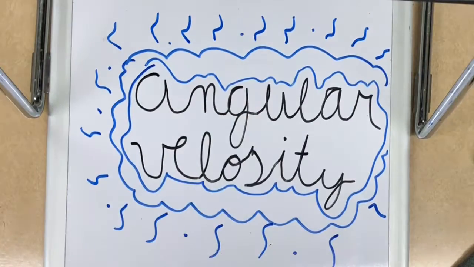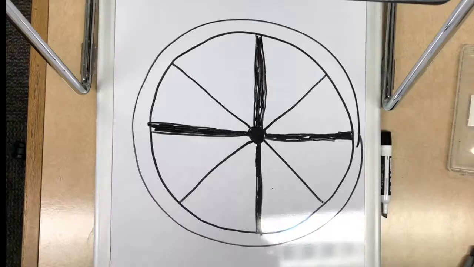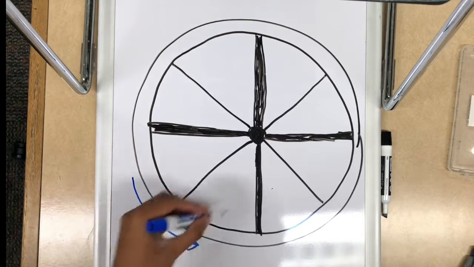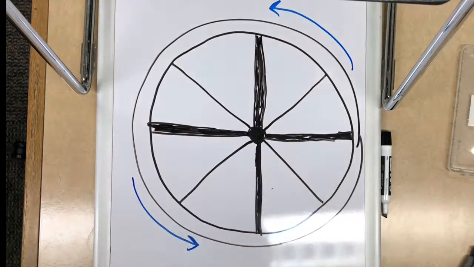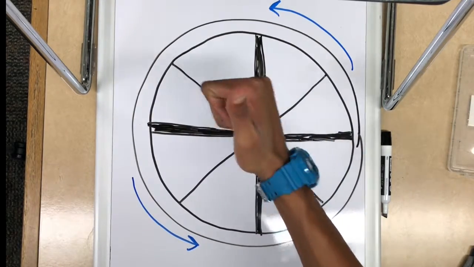So let's talk about the right-hand rule for angular velocity, which is the change in angular position over time. So say you have a wheel which is rotating counterclockwise. Using the right-hand rule, you curl your fingers in the direction of motion, and your thumb will point in the direction of the angular velocity.